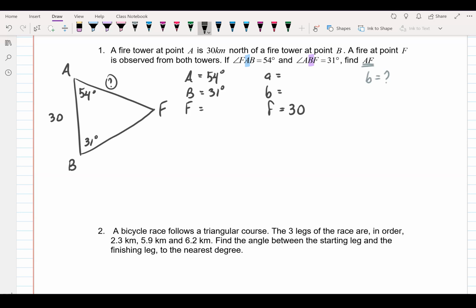And you'll notice, hopefully, that we don't have an included angle. So this type of triangle we would call an angle-angle-side. And with angle-angle-side, we're going to use eventually the sine law, but the first thing I would notice is that I've been given two of the angles. I'm going to solve for the third angle. So that's going to be my first step here. If you solve that, you end up getting F equals 95 degrees.